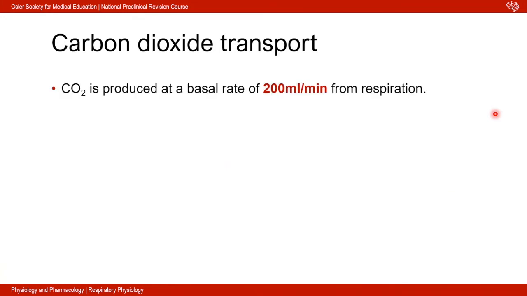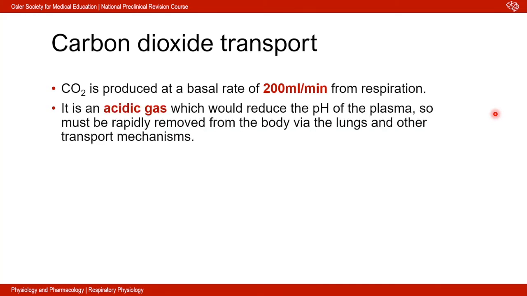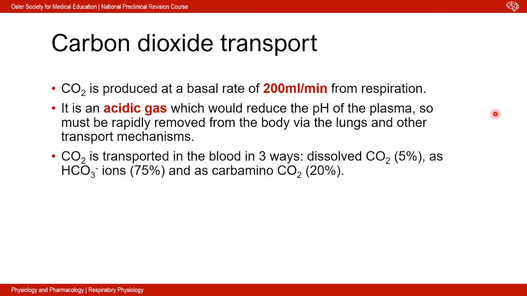So yeah, as we know, carbon dioxide is produced at a basal rate of 200 mils per minute. And it's an acid. So we need to make sure it's really carefully controlled because we have to maintain our pH between certain limits. So we've got 7.35 to 7.45, and it's a really, really tight range. And if it goes out of that range, lots of proteins, lots of functions won't work anymore. So we need to really control the amount of carbon dioxide that's floating around in our blood.